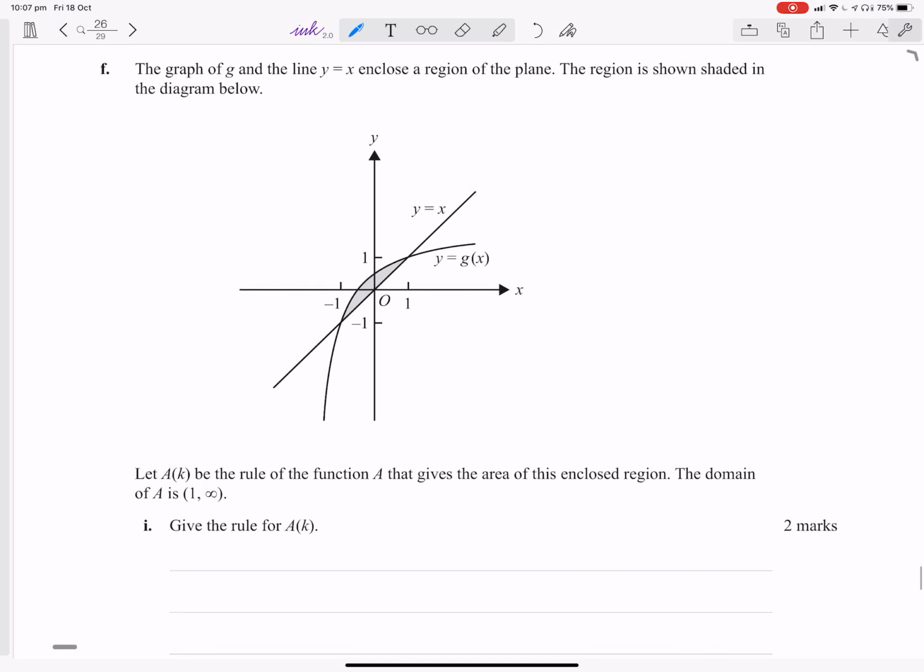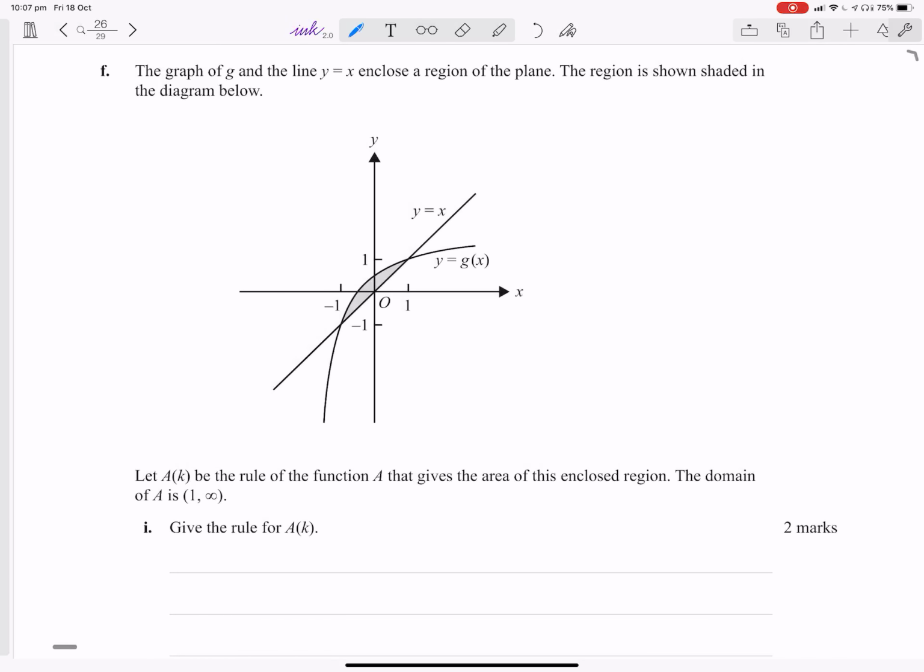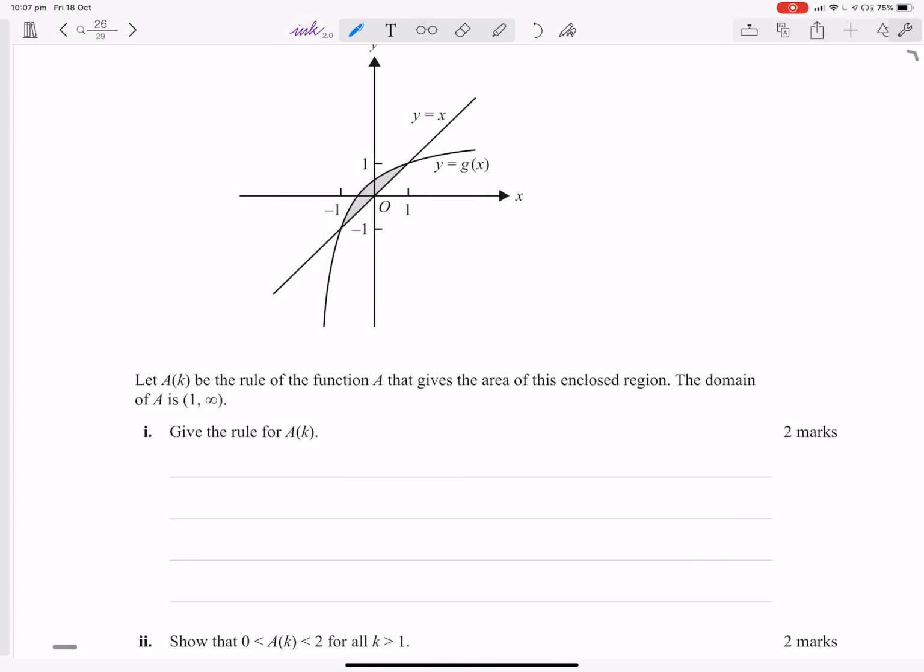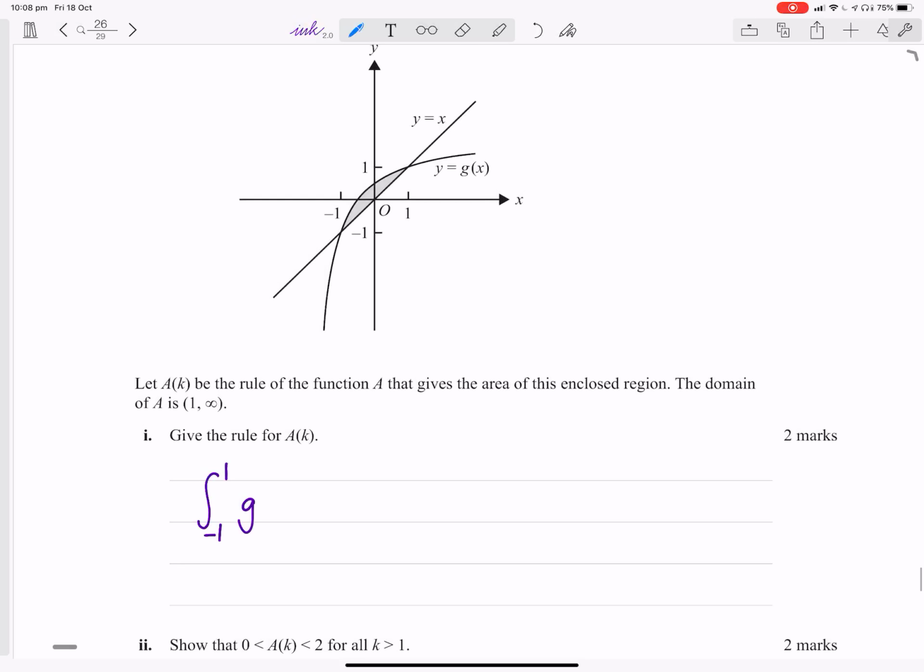Okay. The graph of g and the line y enclose a region in the plane, shown in the diagram below. Let A of k be the rule that gives the area of this region. The domain of A is 1 to infinity. Give the rule for A of k. Isn't it just negative 1 to 1? Is it g of x?